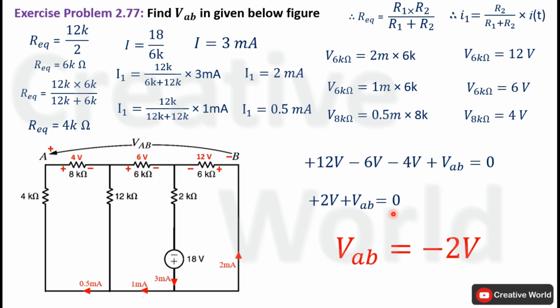So the value of VAB inside this network is minus 2 volt. This was exercise problem number 2.77.